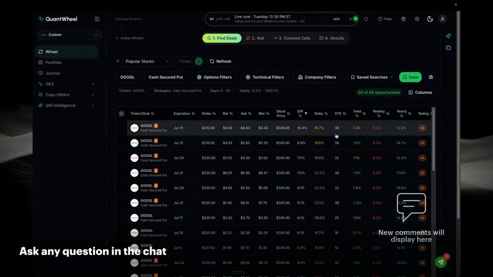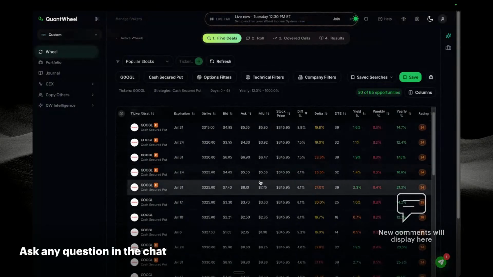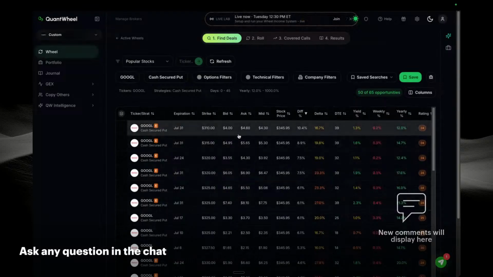And then I look at days till expiry. For example, you might want to follow 1% per month. This is perfect. 12% per year, 1.3% in this trade, and you can sell a cash secured put on this one.